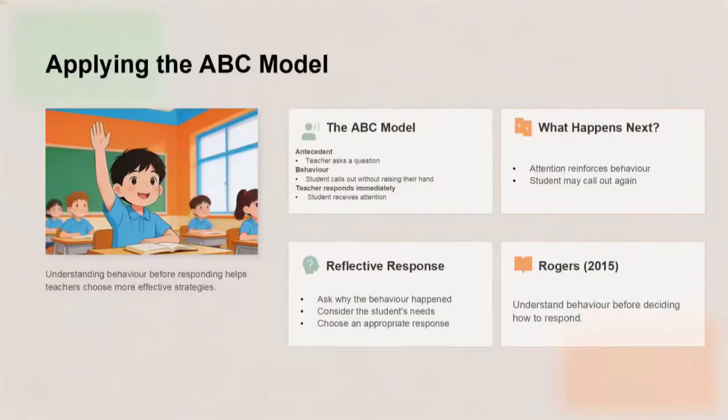Let's go to applying the ABC model. Building on this explanation of the ABC model, the antecedent is the teacher asking a question. The behavior is the student calling out without raising their hand. The consequence is the teacher responding immediately, which may give the student attention. Because the student receives attention, they may call out again in the future. Instead of thinking the student is being disruptive, teachers should first ask why the behavior happened. As Rogers 2015 says, teachers should understand the behavior before deciding how to respond.